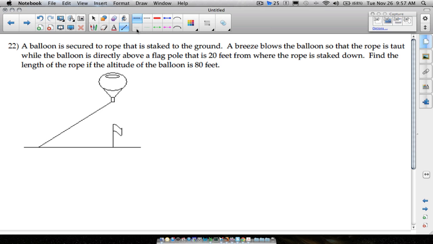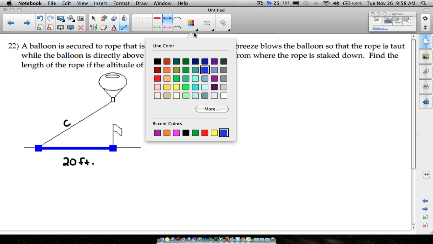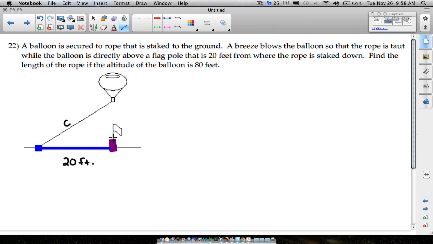What we're looking at is a right triangle. Tell you what, so we got this distance here. That distance right there is 20 because it says the flagpole is 20 feet from where the rope is staked down. There's the flagpole, there's where the rope is staked down, so we have 20 feet right there. Find the length of the rope, so we're trying to find this, I'll call it C. That's the length of our rope. And now we have one more piece as well. We have the height of the balloon, because it says the altitude of the balloon is 80 feet, so we have an 80 right here, and we want to find the length of the rope.